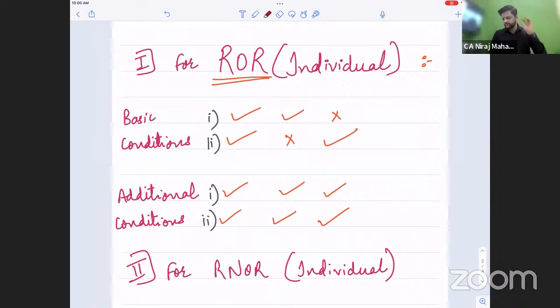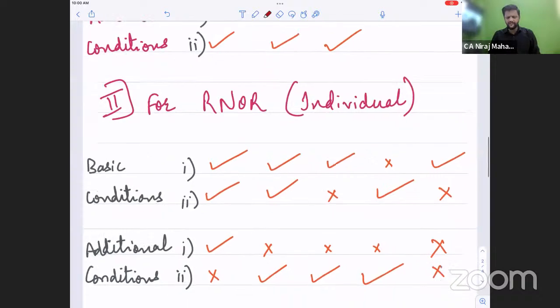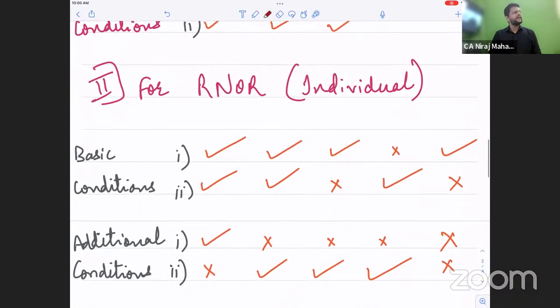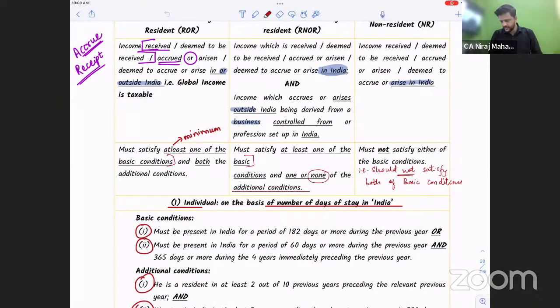When do we become a ROR? If any one of the basic is satisfied and both of the additional are satisfied, you are ROR. When do we become RNOR? If any one of the basic is satisfied but one or none of the additional are satisfied, then you are RNOR. And if both the basic are not satisfied, you are NR. Clear? Very good. This was just a warm up.